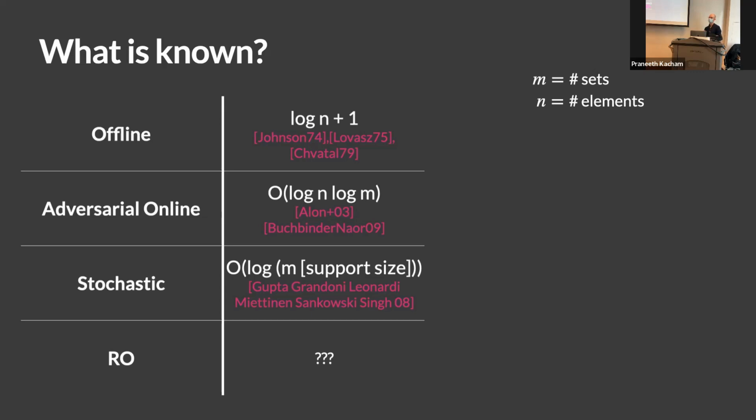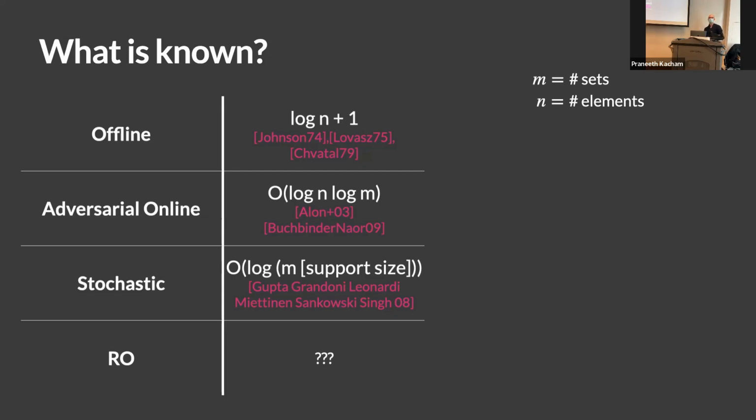So you can get an order log n times log m competitive algorithm, where recall that m is the number of sets and n is the number of elements. Okay, so you lose an extra log over the offline best possible ratio. Let me mention one more result, which I'm calling the stochastic setting.